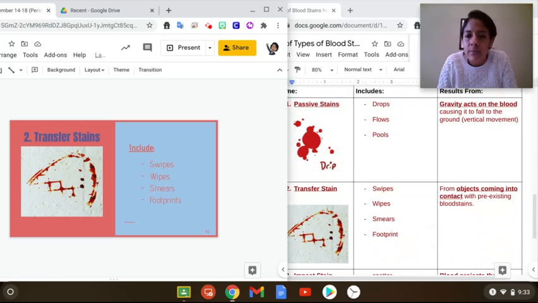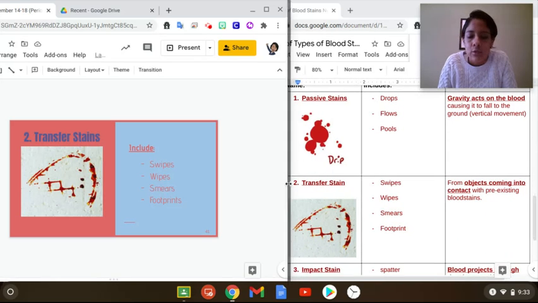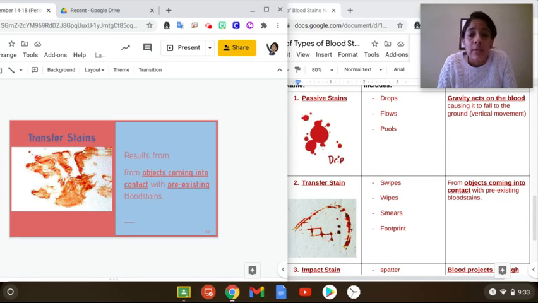And how these blood stains are left at the crime scene is through objects coming into contact with pre-existing blood stains. As many of you know, blood is very messy. If you've ever gotten a bloody nose, it gets everywhere. And since it's a liquid, it can be really easily spread from surface to surface. So we're always looking out for transfer stains to see if we can reconstruct the events of the crime scene.